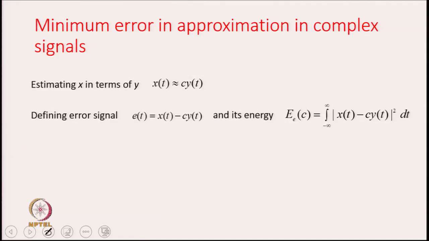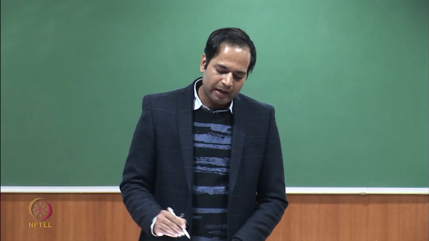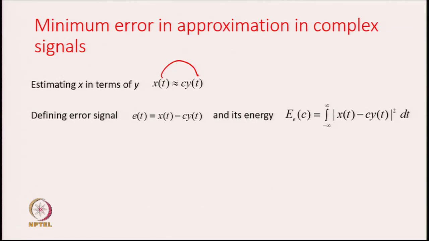Okay. Now, let us do the same exercise for complex signals. The idea is similar. We have a complex signal and we want to approximate it in terms of another signal. So, we are approximating x(t) in terms of y(t), where x(t) and y(t) are complex signals. The error signal definition is the same as before. The error signal can be obtained by taking a difference between the two signals. Energy in the error signal is also the same as before, but because now the quantities involved are complex, we need to take a mod in here, and that complicates things.